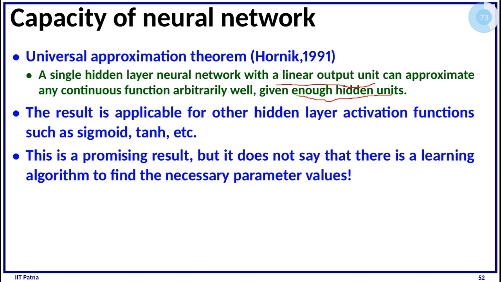But the issue with this theorem, or not quite an issue, but this theorem does not tell us how to find the necessary number of parameters. So how many neurons do I need, and how can I determine those W parameters for this network? And another interesting thing is that though it says that for a linear output it can approximate any continuous function, it's actually true for other kinds of activation functions like sigmoid or tanh.